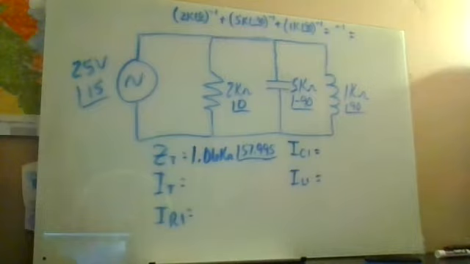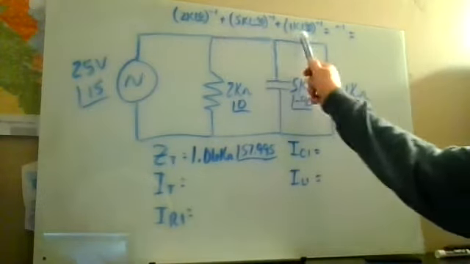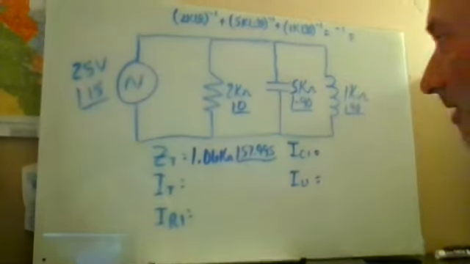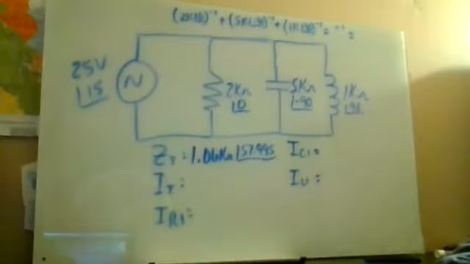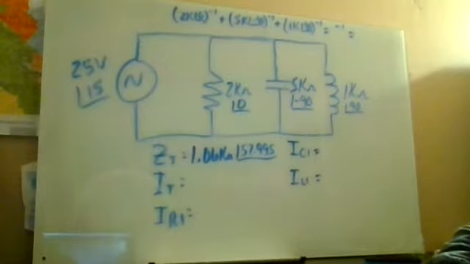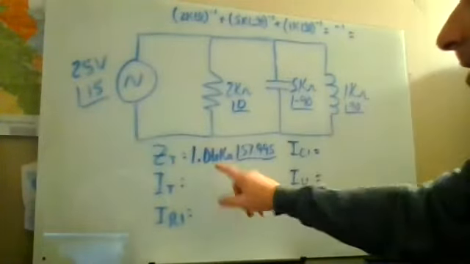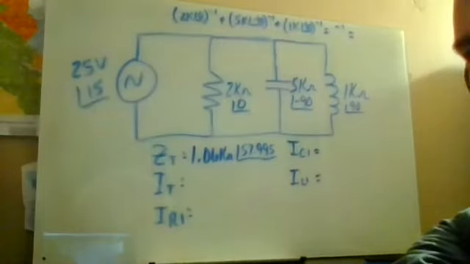So everybody punch it in the calculator just like this. It equals shift reciprocal equals, and you should get, if you round it properly, 1.06K at an angle of 57. Or you put 1.060. That's what I put. Then how do I find I total? I take E total and I divide it by Z total.